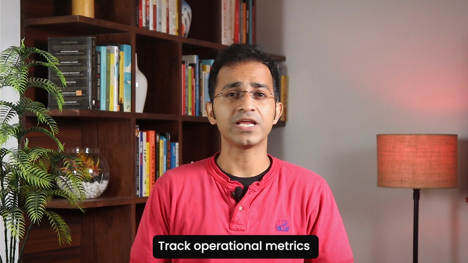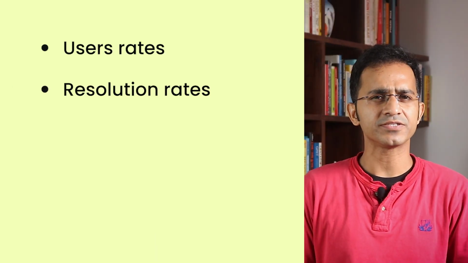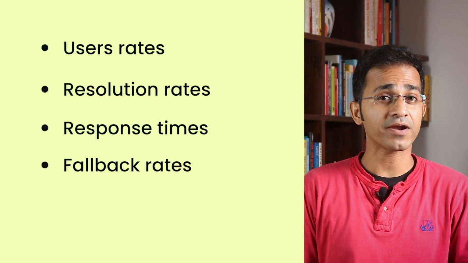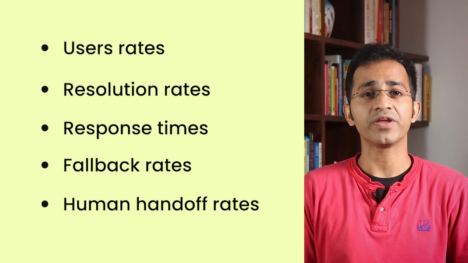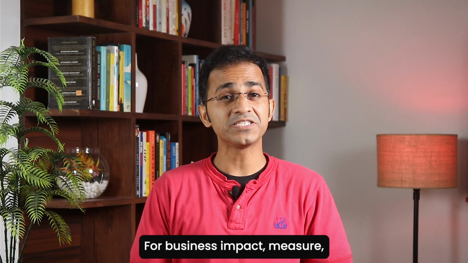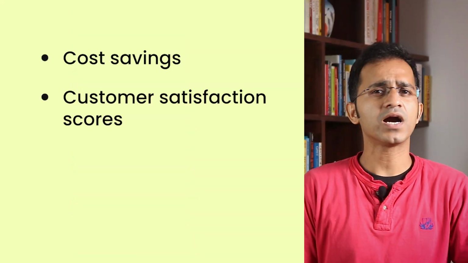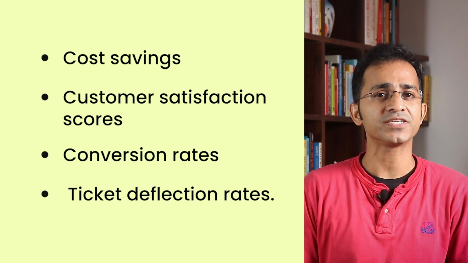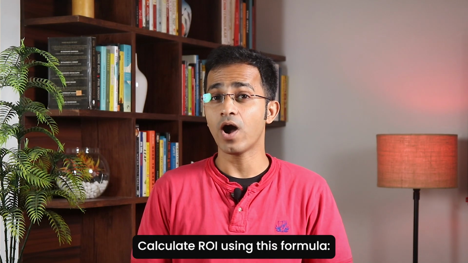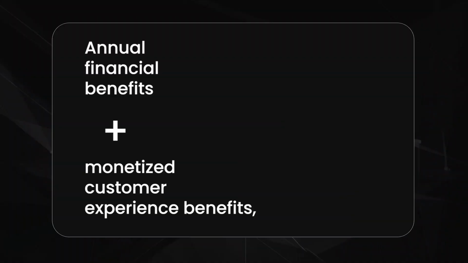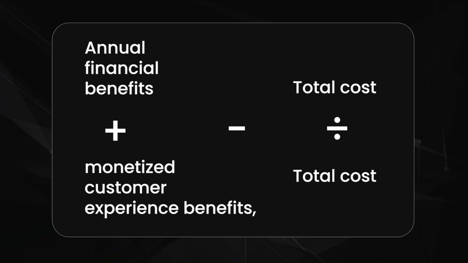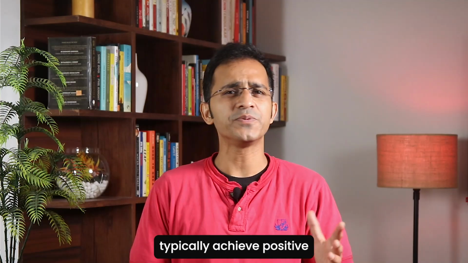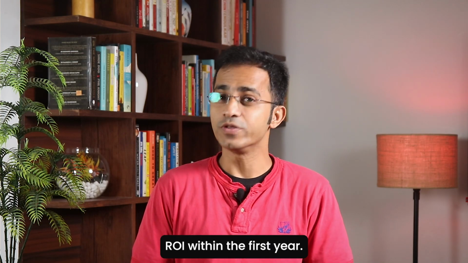Track operational metrics like usage rates, resolution rates, response times, fallback rates, and human handoff rates. For business impact, measure cost savings, customer satisfaction scores, conversion rates, and ticket deflection rates. Calculate ROI using this formula: annual financial benefits plus monetized customer experience benefits minus total cost, divided by total cost. Well-architected chatbots typically achieve positive ROI within the first year.